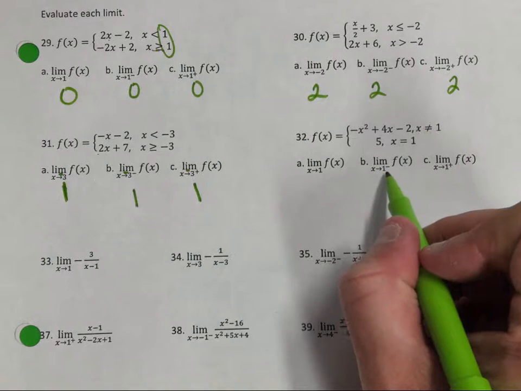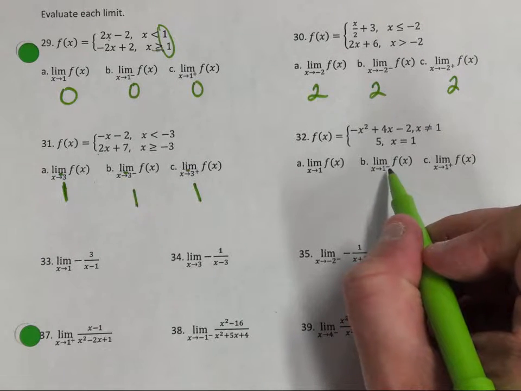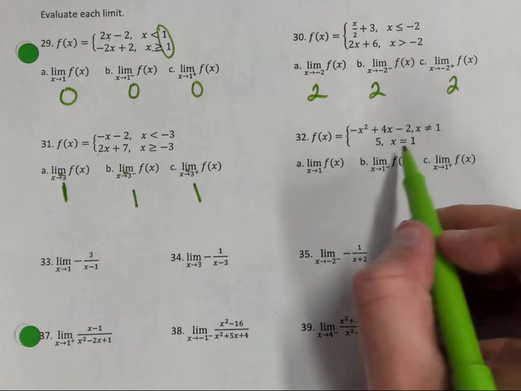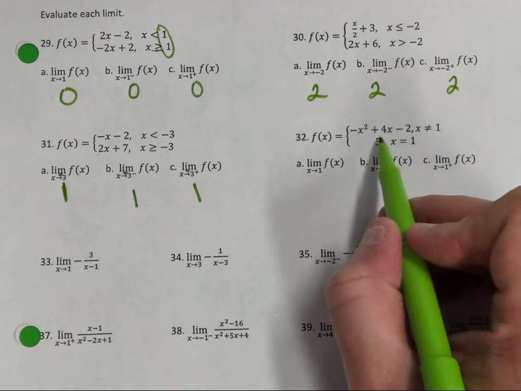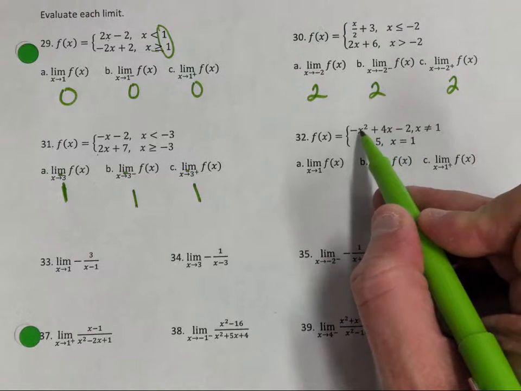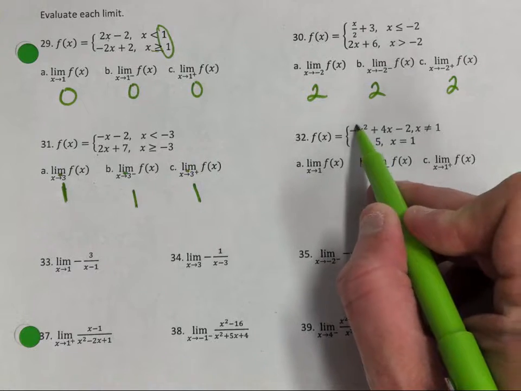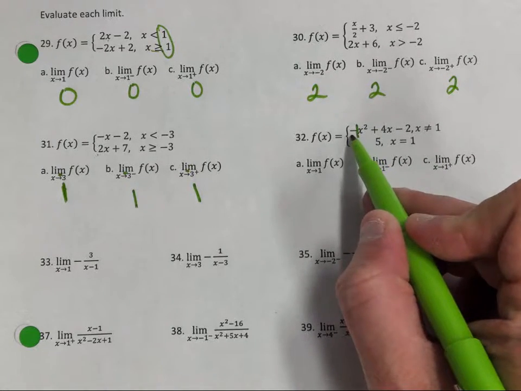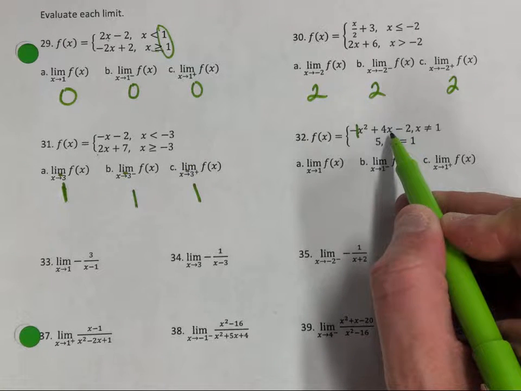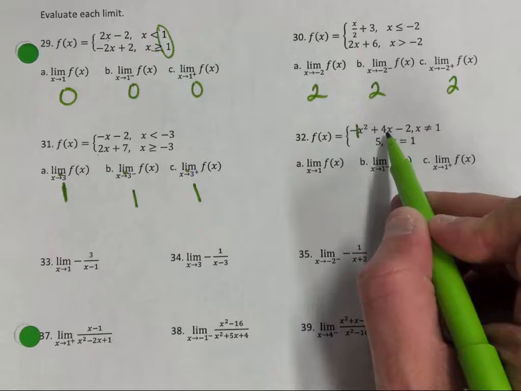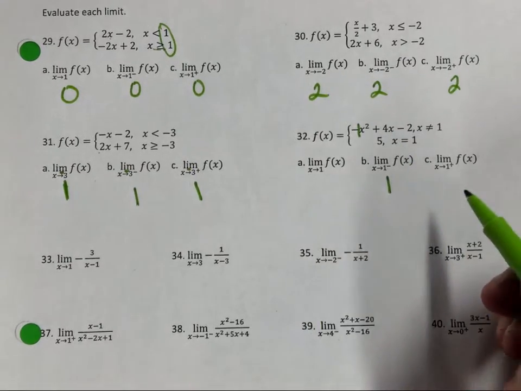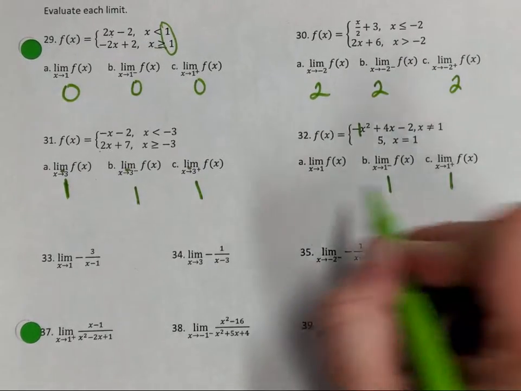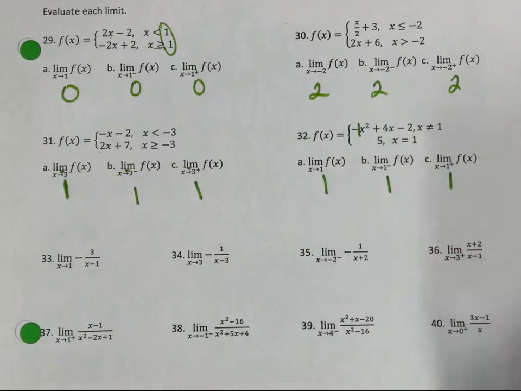I want the limit as x approaches 1 from the left. These numbers coming from the left would not be equal to 1, would they? So I'll plug it in this one. 1 squared is 1. There's a negative there, remember. 1 squared is 1, times negative 1 is negative 1, plus 4 is 3. 3 minus 2 is 1. Plug 1 back in, get 1 again. Overall two-sided is 1.